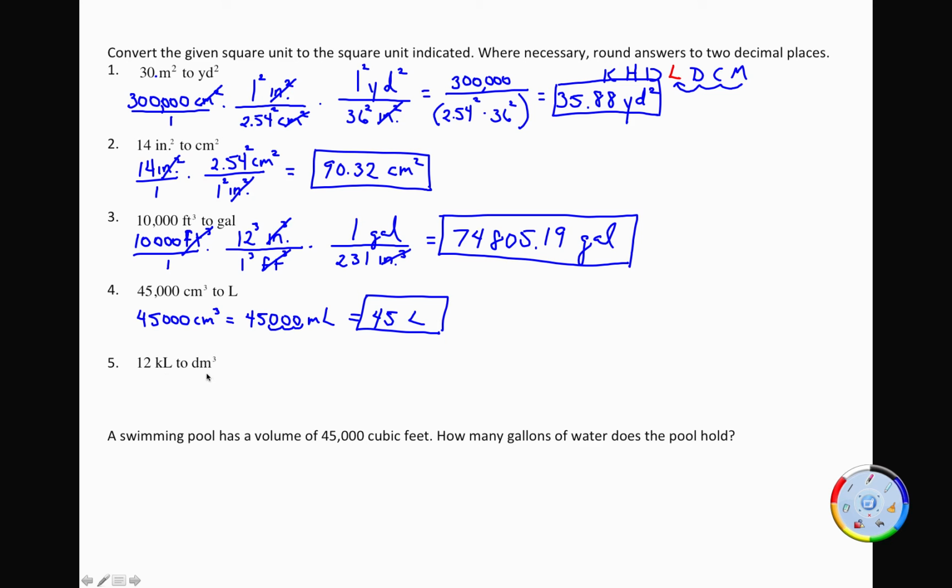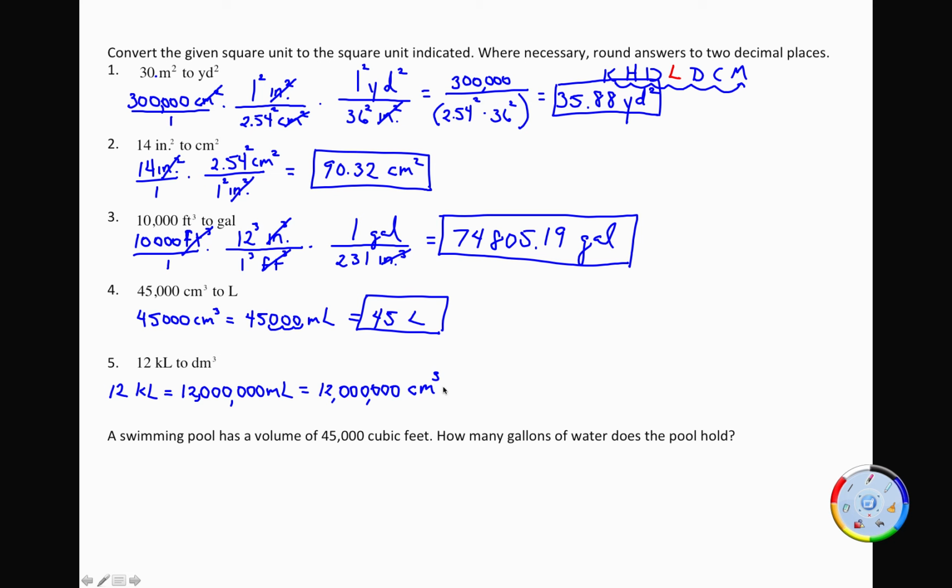12 kiloliters to decimeters. Okay, well, my conversion factor is that 1 milliliter is a cubic centimeter, so I need to change this to milliliters. Alrighty. I'm at kiloliters. To go to milli, 1, 2, 3, 4, 5, 6. So 12 kiloliters is, move this 6 places to the right, so let's add 6 zeros. So 12 million milliliters. Well, once I'm in milliliters, then that's the same thing as 12 million cubic centimeters.